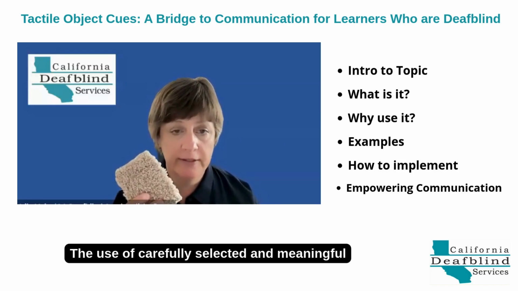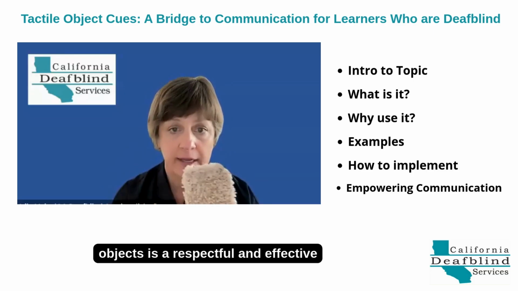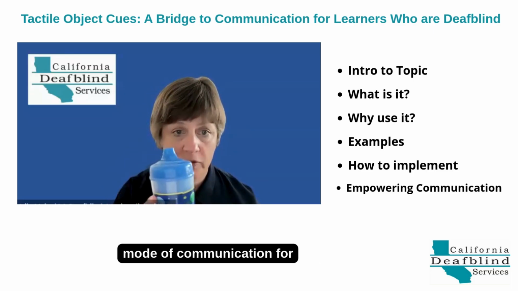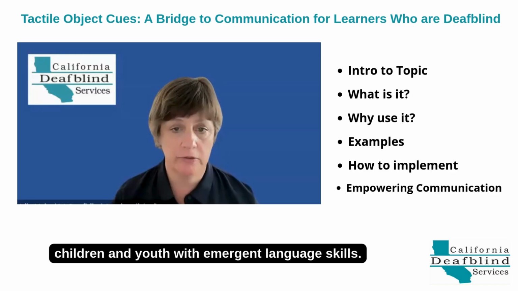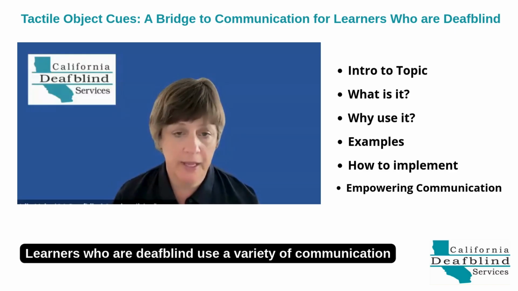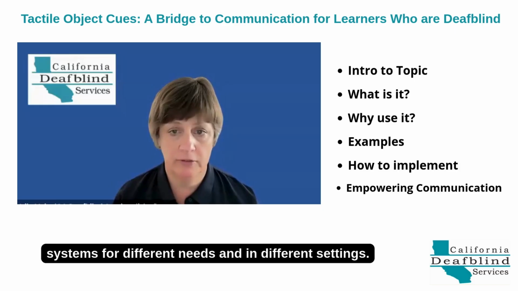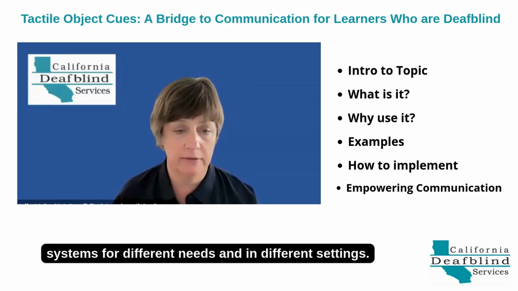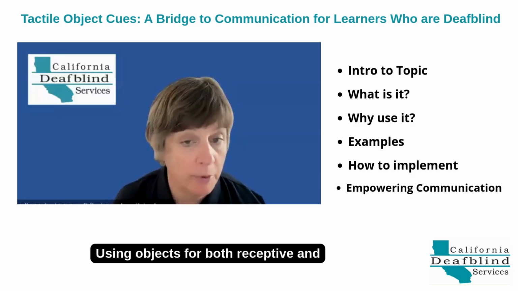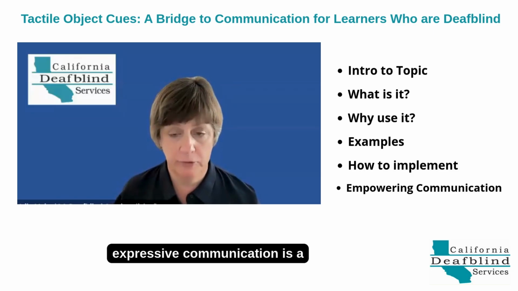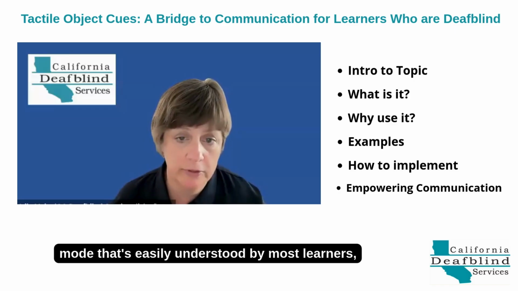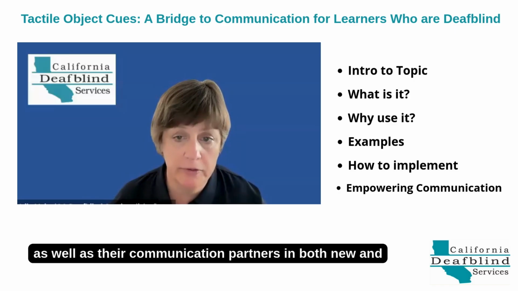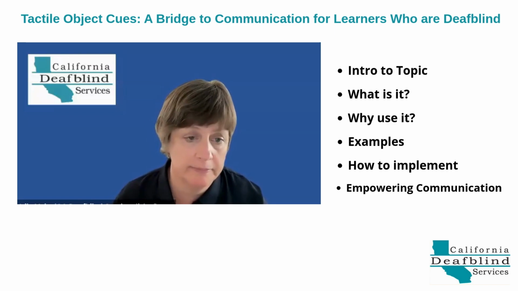The use of carefully selected and meaningful objects is a respectful and effective mode of communication for children and youth with emergent language skills. Learners who are deaf-blind use a variety of communication systems for different needs and in different settings. Using objects for both receptive and expressive communication is a mode that's easily understood by most learners, as well as their communication partners in both new and familiar settings.